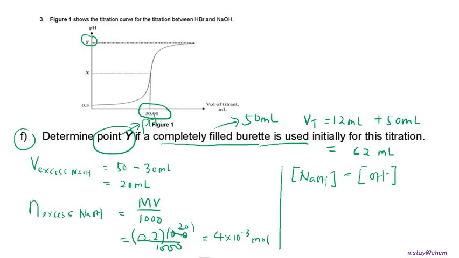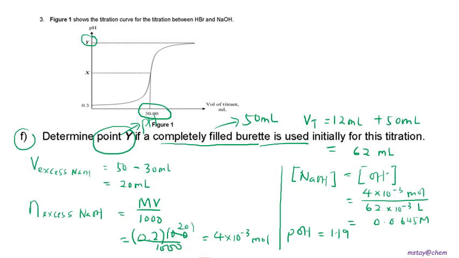because NaOH is a monoprotic base. Now if we want to find out the new concentration, again we use the formula number of moles divided by volume in the unit of liters. So 4 times 10 to the power of negative 3 divided by 62 times 10 to the power of negative 3 is equal to 0.0645 molar. With the concentration, we are able to determine the pOH value using the formula negative log 0.0645, which equals 1.19.